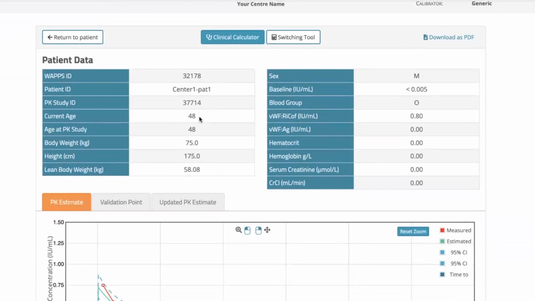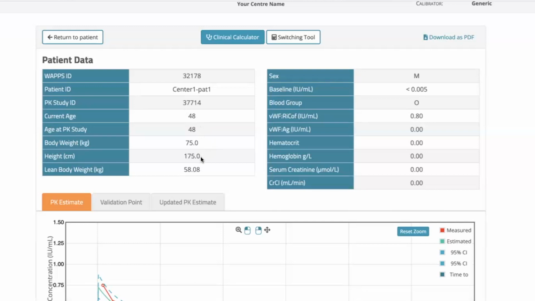This is the result review function. You have the patient data, so the identifier, the name we gave to the patient, the number, the specific estimate. If we request more than one, this number will identify the specific PK estimate. The age of the patient, you see the age twice. One is the age as of today, calculated using the date of birth of the patient, and the other one is the age at the PK study. In this case, it is the same, but we could be in another situation, reviewing today the PK of a 48-year-old patient that actually was done when he was 40 or so.